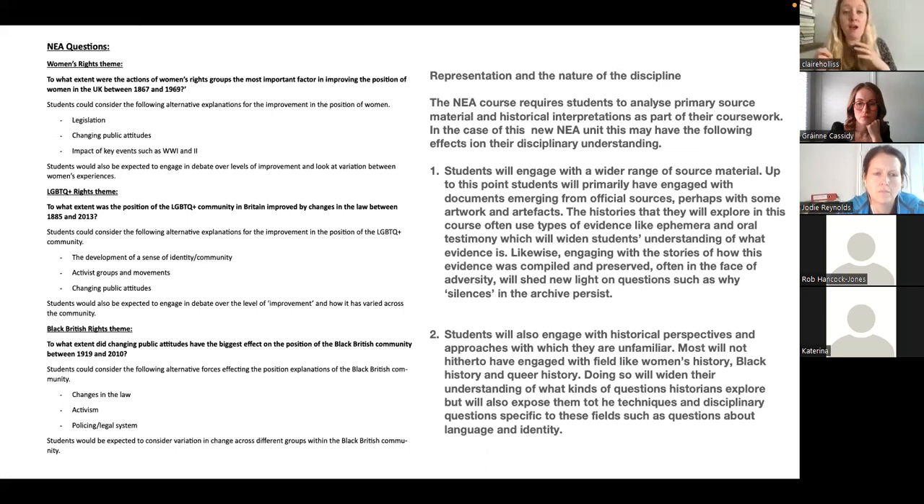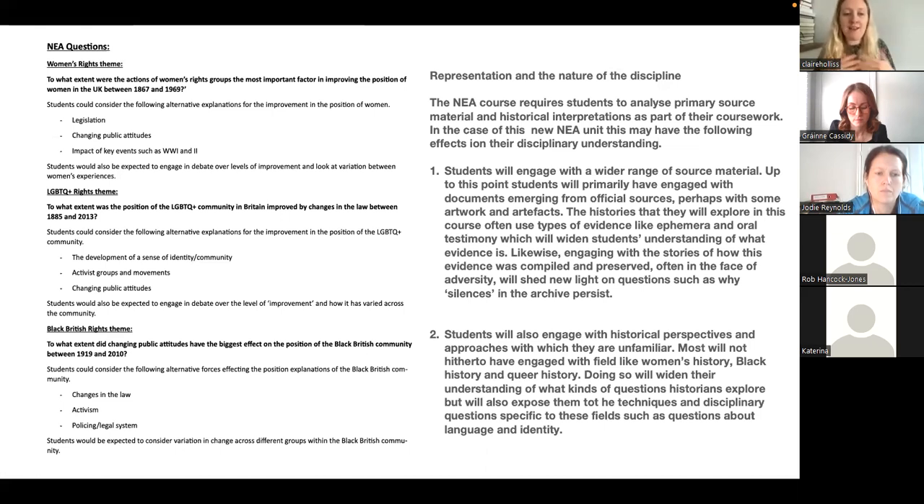But also sources which are collected as part of community archives rather than official archives, and which therefore have perhaps slightly more precarious existences. Again, this allows students to engage with questions of historical preservation. What gets preserved? What gets destroyed? And what does that mean about what we know about the past?